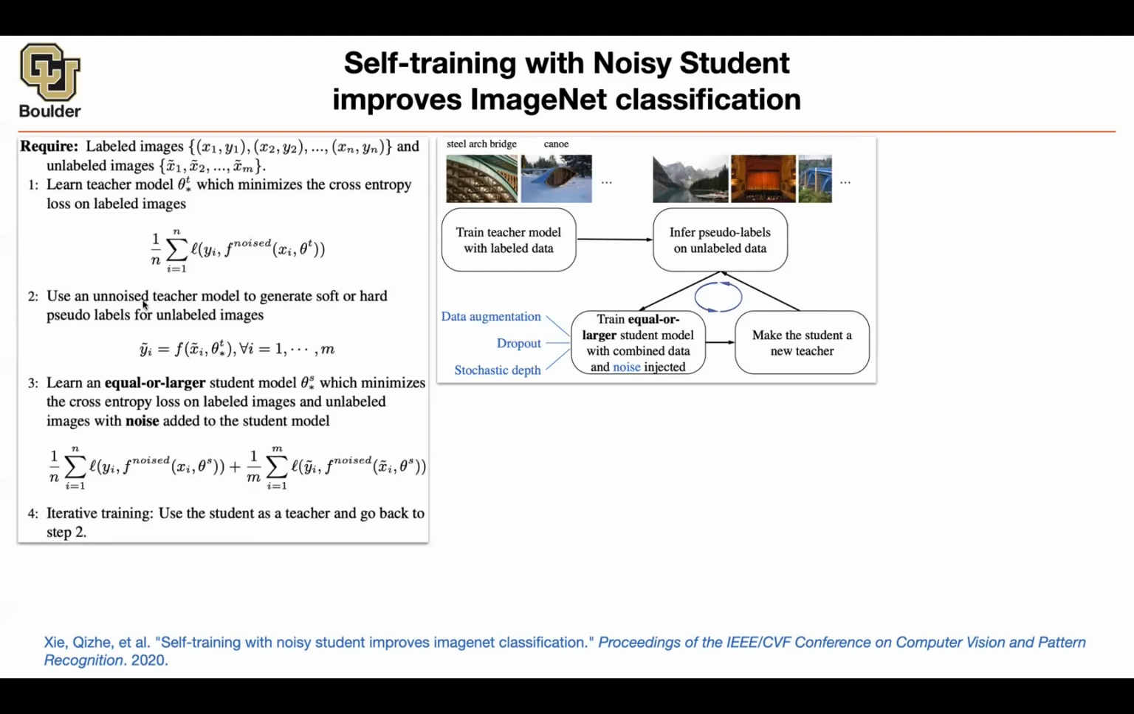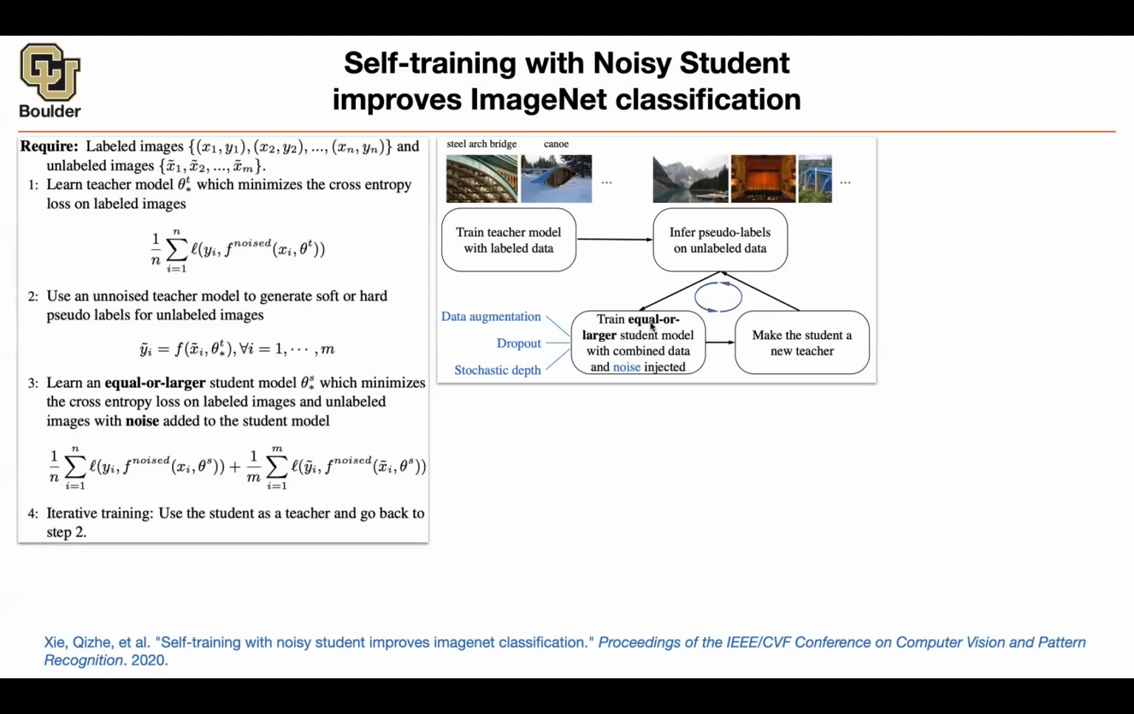It is unnoised. Now you have some labeled data. You have some unlabeled data, which you labeled. Now you can do your training of the student. Your student is going to look at the labeled images. It's going to look at the unlabeled images. For the unlabeled data, it's going to use the labels from the teacher. For the labeled data, it's going to use the true labels. And then you're going to do your optimization. You're going to train an equal size or larger model.